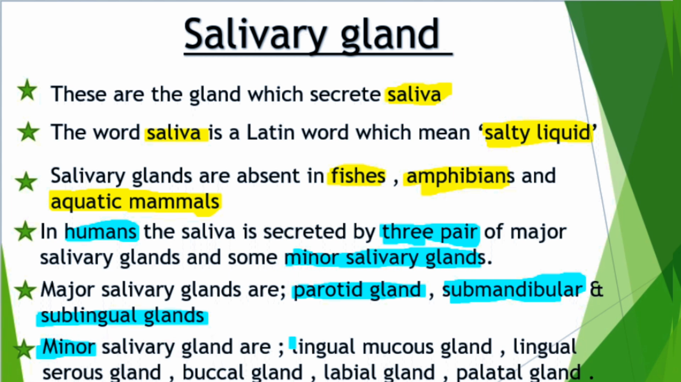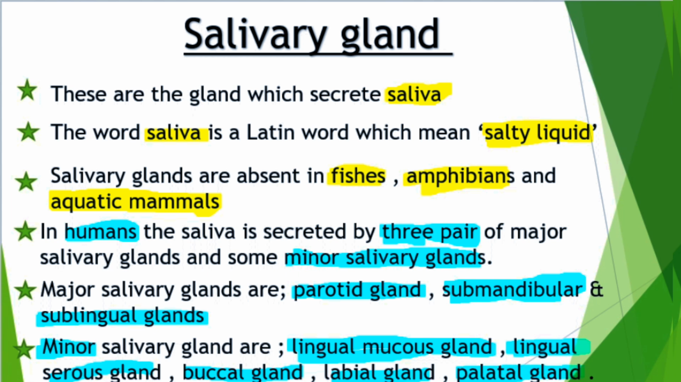Here are some of the minor salivary glands. The first is the lingual mucus gland. The second one is the lingual serous gland. The third one is the buccal gland, then the labial gland, and the last one is the palatal gland. So these are the minor salivary glands.